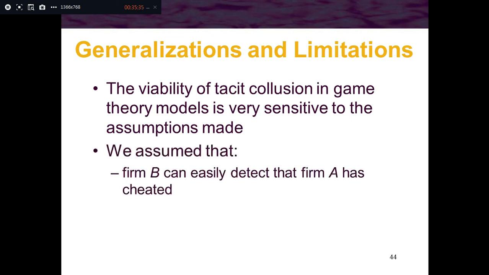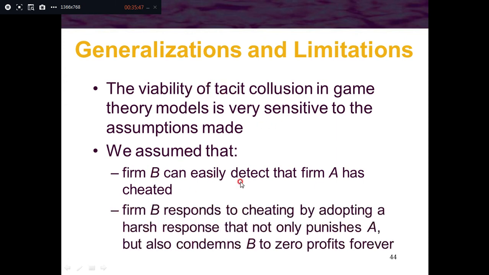So the generalization and limitation in the game theory: the viability of tacit collusion in game theory models is very sensitive to the assumptions made. So the assumptions are: firm B can easily detect that firm A has cheated, and firm B responds to cheating by adopting a harsh response that not only punishes A but also condemns B to zero profit forever.